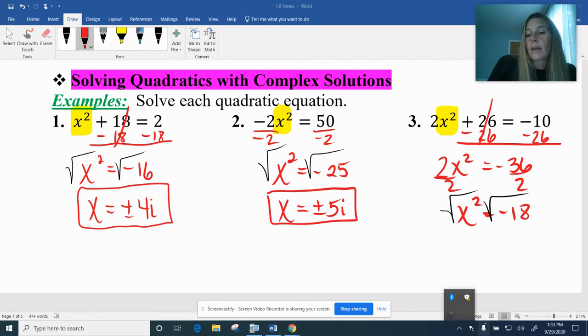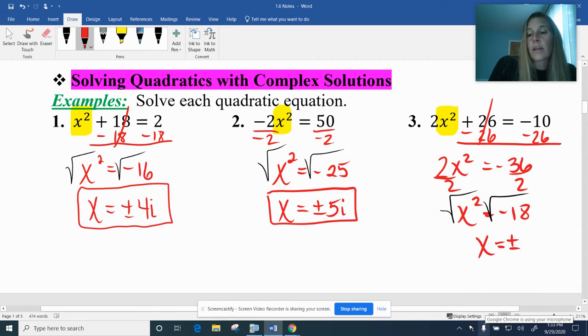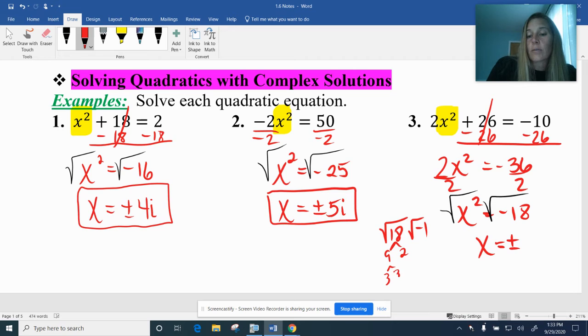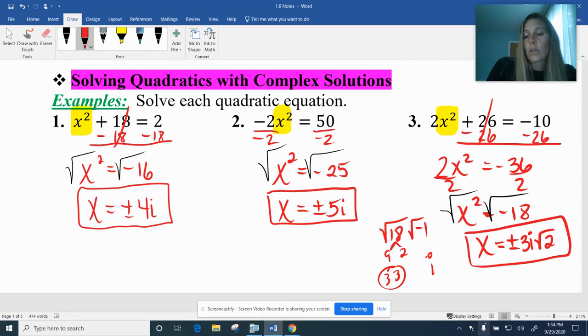All right, and then x will equal positive or negative. Now, the negative 18, I'm going to break up over here into a negative 1 and an 18. My 18 is going to break down into 9 and 2 and 3 and 3. So this is going to be 3 on the outside and a radical 2, but then my i is going to go on the outside with the 3. So my final answer should look up.